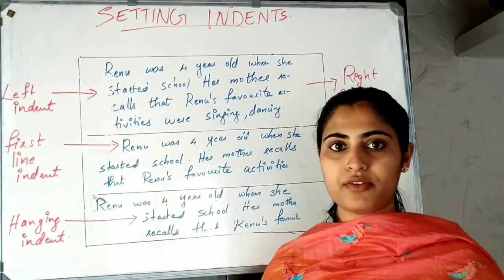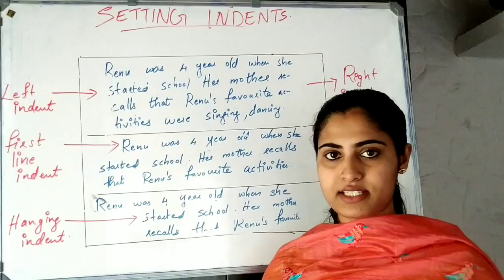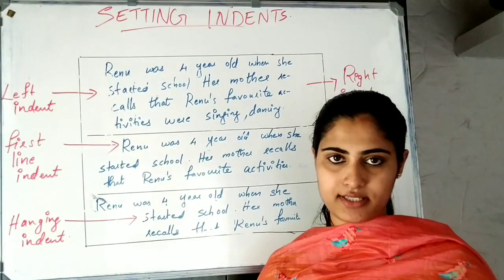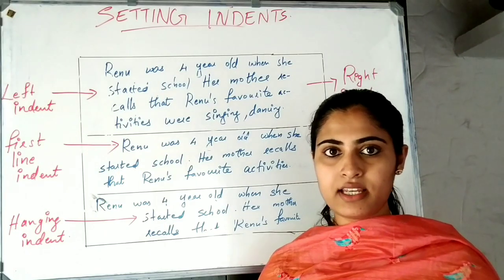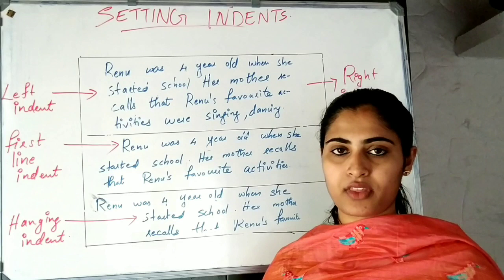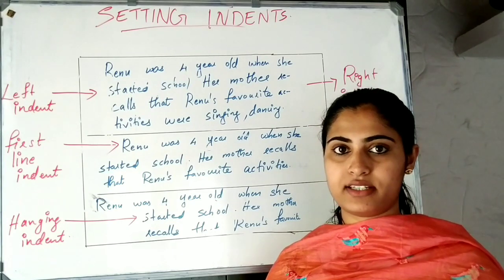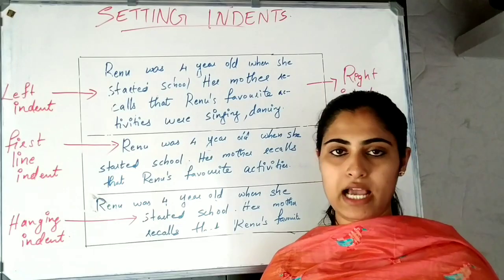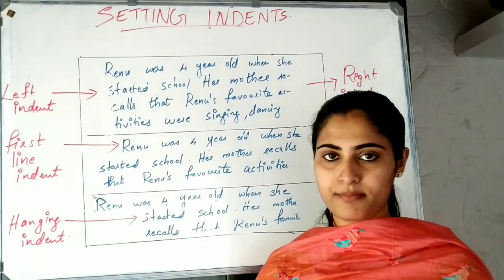There are four types of indent. They are left indent, right indent, first line indent and hanging indent. So today let us see in detail what you mean by these four types of indent. First one is left indent. Left indent means they set the starting point of all the lines in a paragraph from the margin.